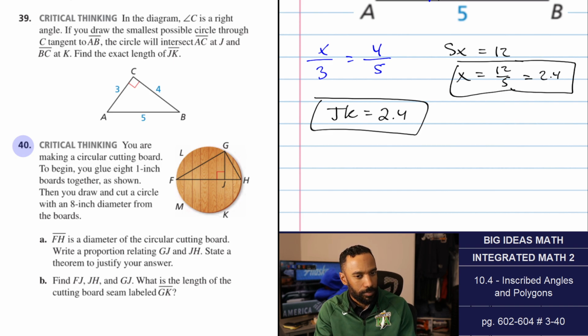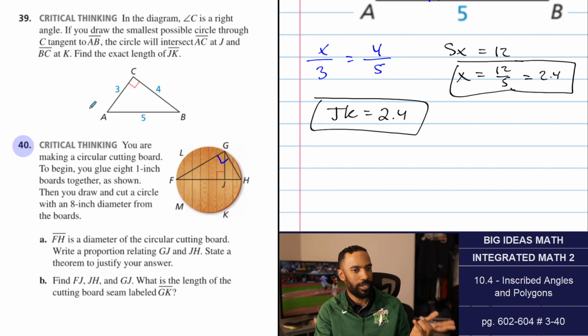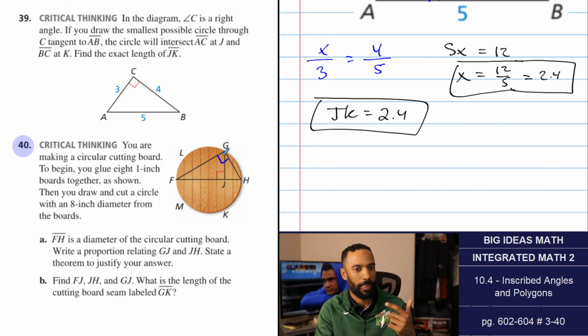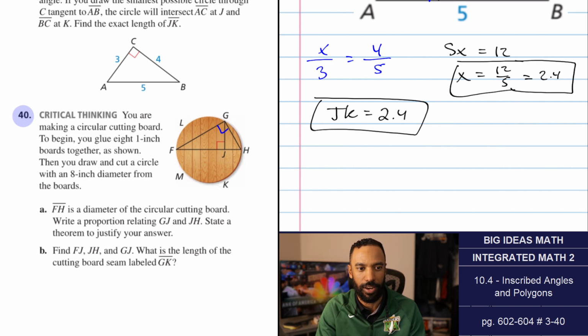Part A. Segment FH is a diameter of the circle cutting board. Okay, that must mean that this is a right angle here. They might ask that. Write a proportion. Oh, this sounds a lot like 39 suddenly because we have the altitude thing. So this will be a right angle. Write a proportion relating GJ and JH. State a theorem to justify your answer.